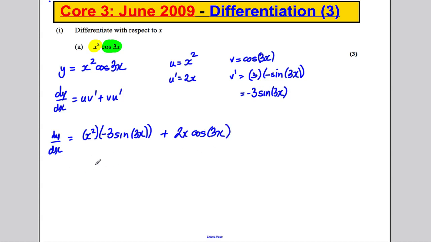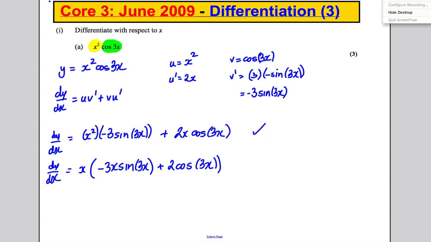And we could tidy this up to some respect. It's not essential that we do. We could take out a factor of x, leaving you with a negative 3x sine 3x here, and here leaving you with a plus 2 cos of 3x. And you'd be done. There is your dy by dx, simple. Although that is a valid answer as well.